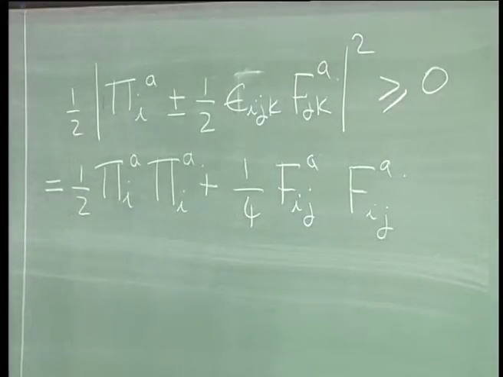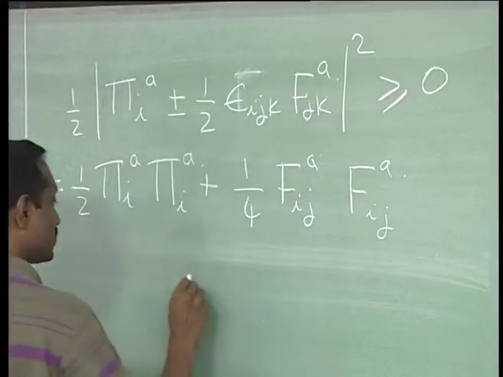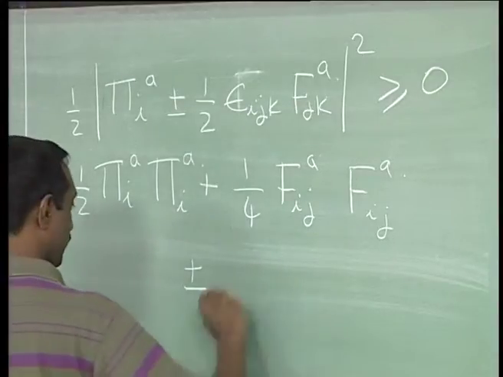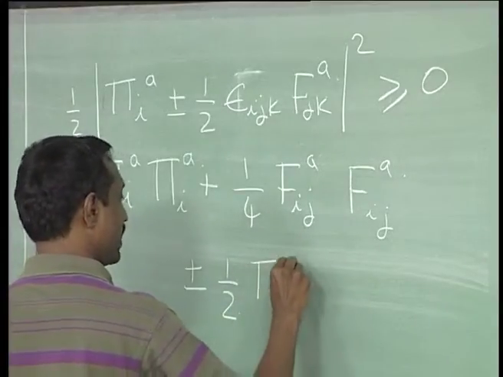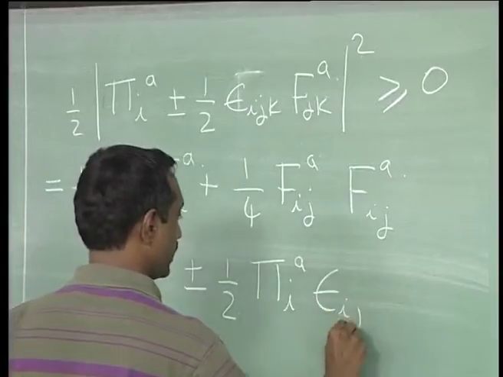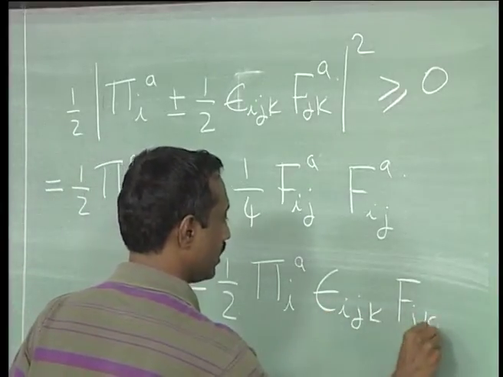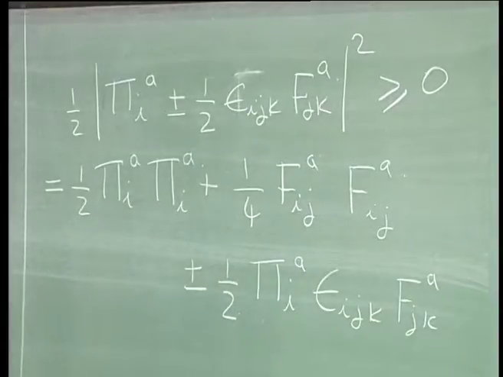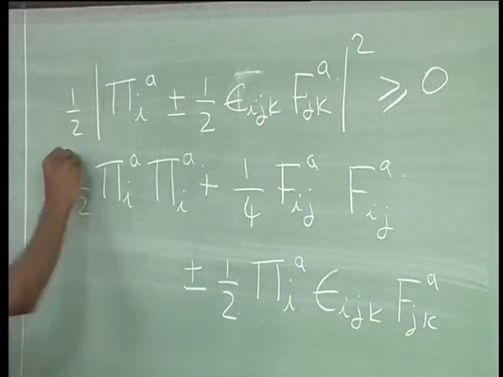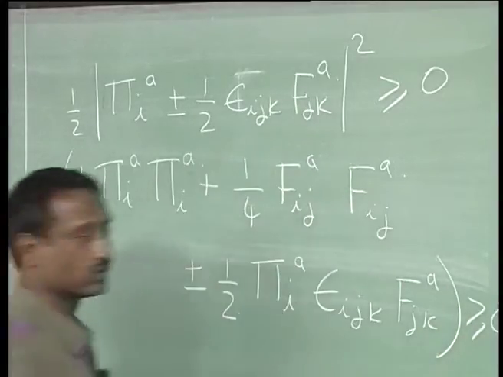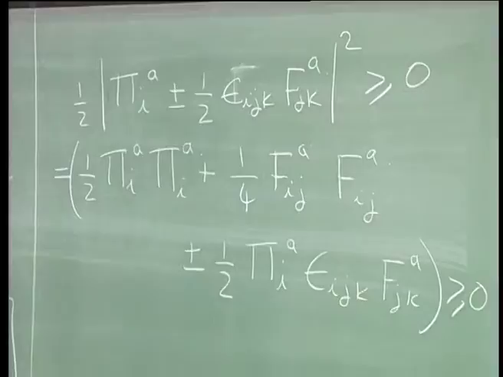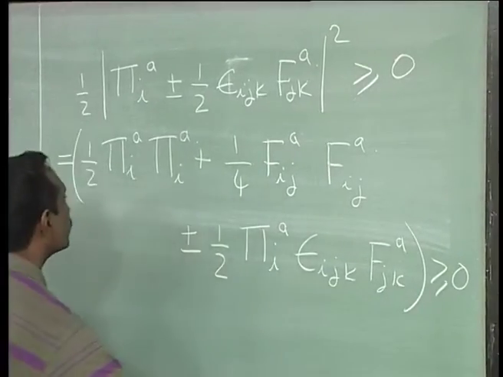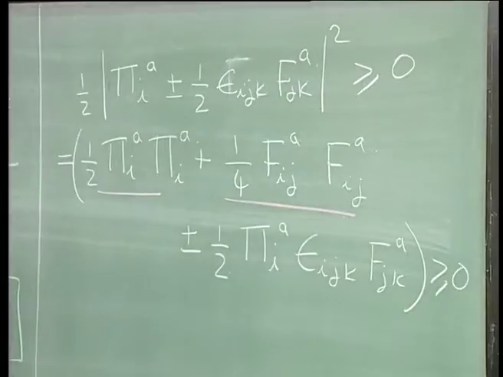Okay. But now you get 2 extra terms, rather the cross term which is plus or minus half epsilon ijk f_jk of A. Okay. So, this is greater than or equal to 0. So, all I have done here is to expand that thing. Okay. So, now we can see that these two terms are precisely what appear here.